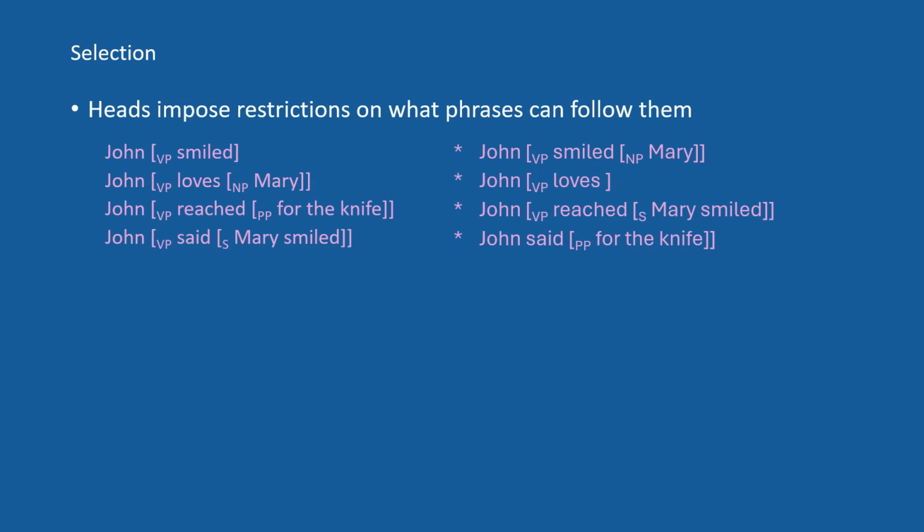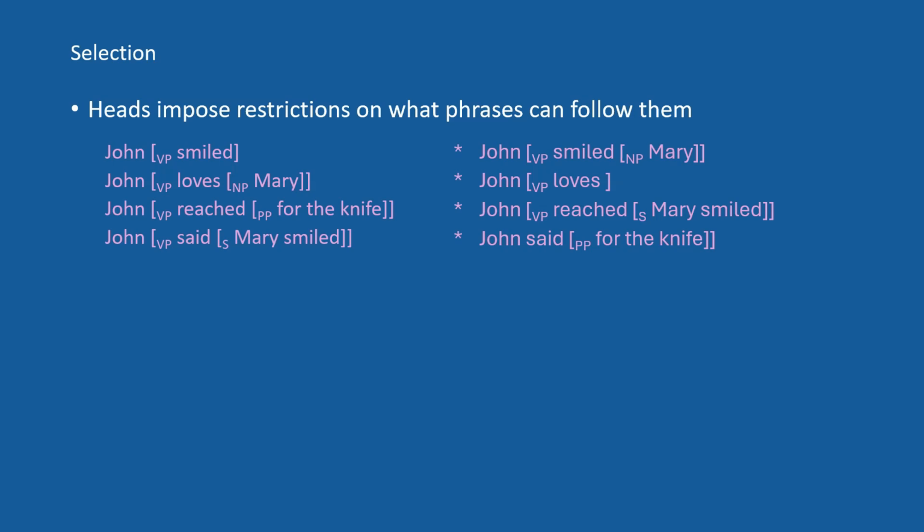Now note, this is a restrictive relationship between the head and the complement. That is, you can't just have any old complement with any old head. If you try putting the wrong kind of complement with the wrong kind of head, it ends up being ungrammatical. You can't follow a verb like smile with a noun phrase. You can't say John smiled Mary. Or you can't leave the noun phrase off a verb like love. You can't say John loves.